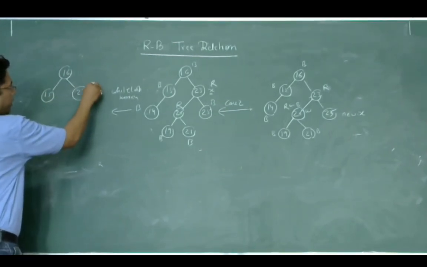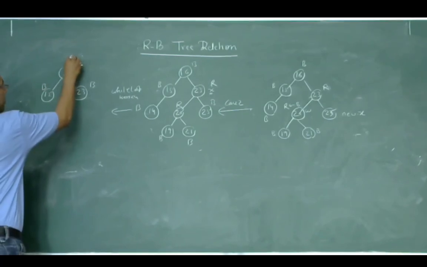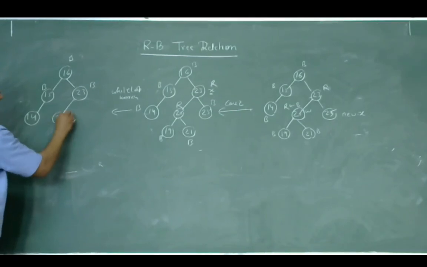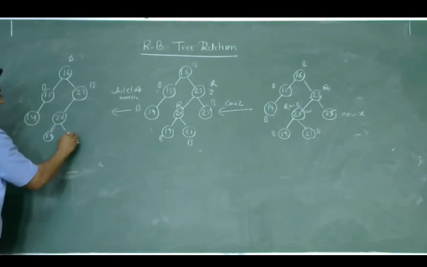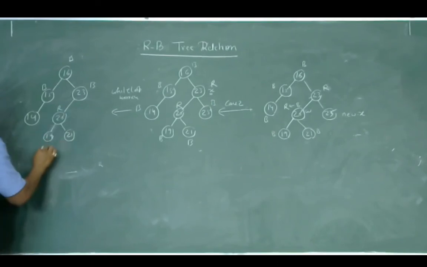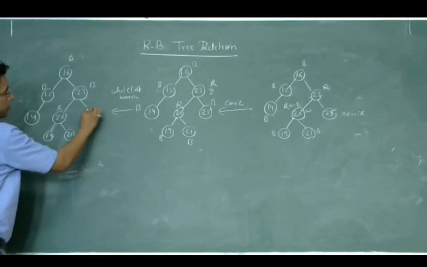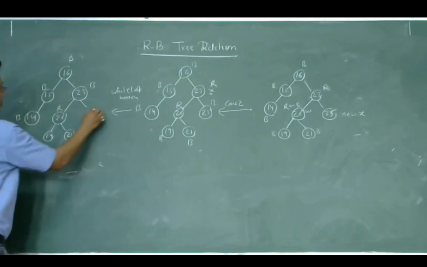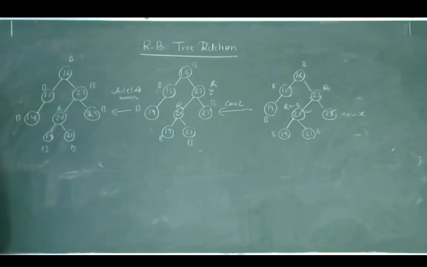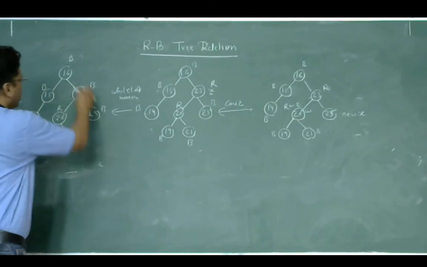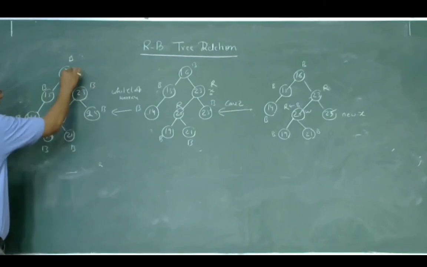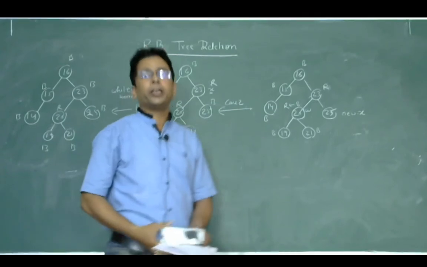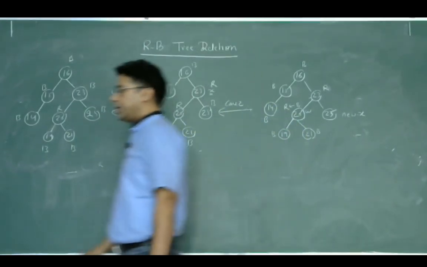23 into black, 14, 20, 19, 21 and 25. Now you can verify this by checking the black height, black 3, black 3, black 3. So this is the example where the fix up has been applied.